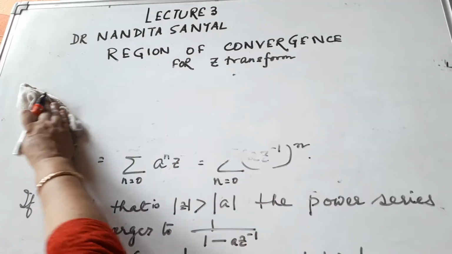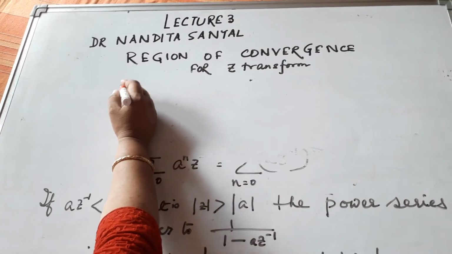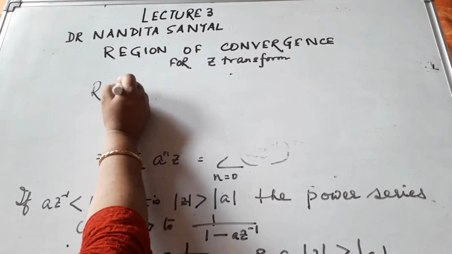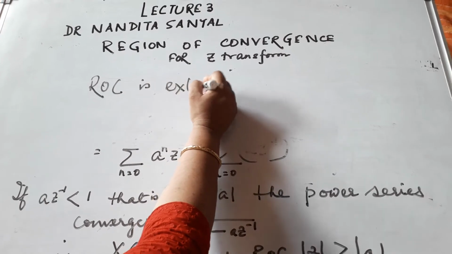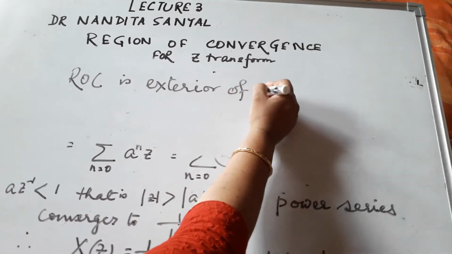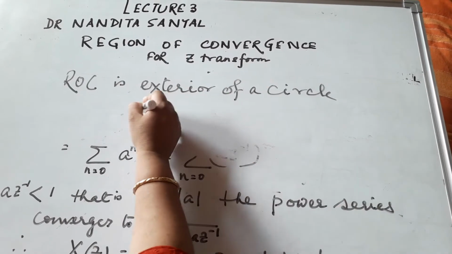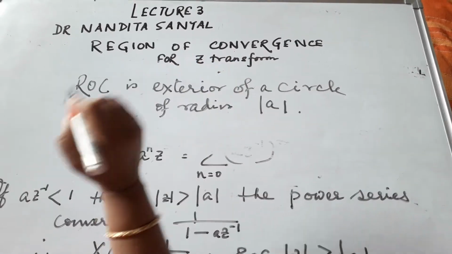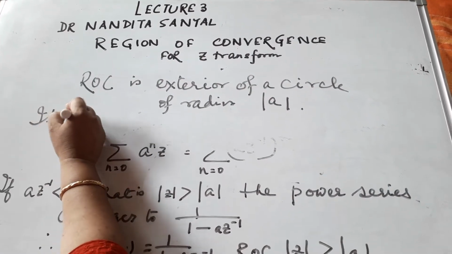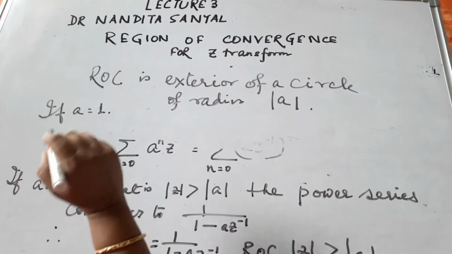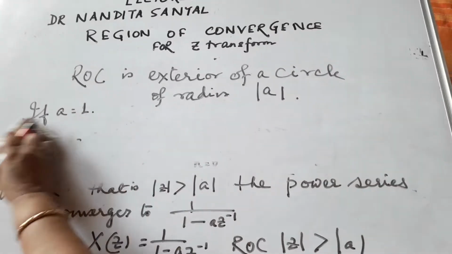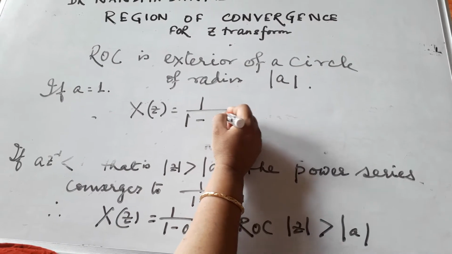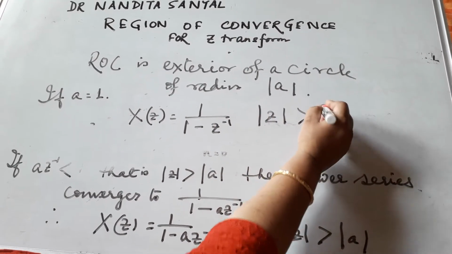We can say that ROC is the exterior of a circle of radius mod a. If a is equal to 1, then X(z) is equal to 1 by 1 minus z to the power minus 1, mod z greater than 1.